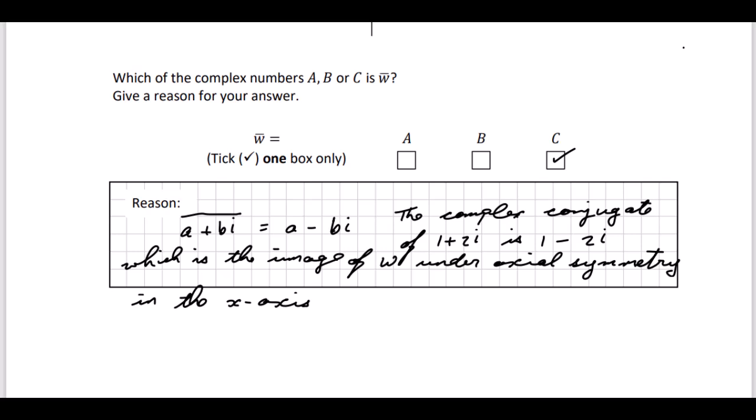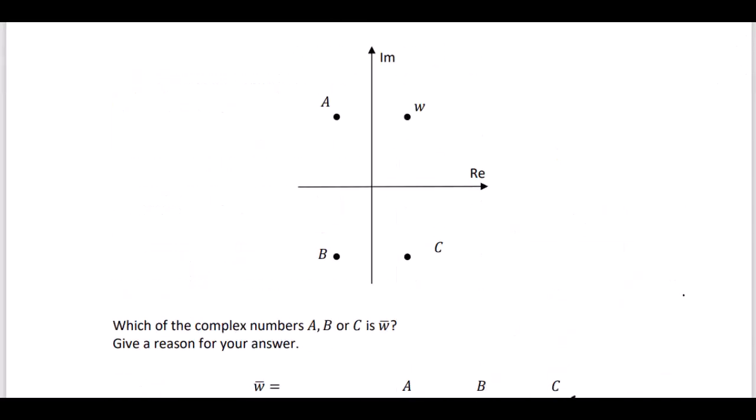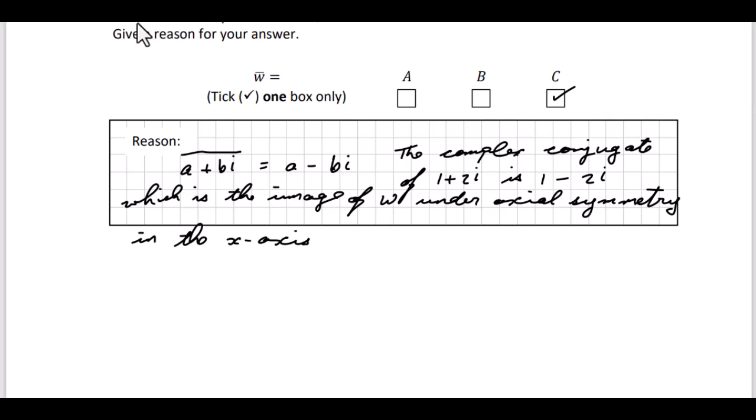x-axis. So when you have any complex number, its conjugate is going to be that complex number reflected in the x-axis, or in this case I should really say the real axis. So when you have any complex number like w here, its complex conjugate is going to be the image of that complex number under axial symmetry in the real axis. So I should really say, rather than the x-axis here, the real axis. Okay, and that's it for question 2.